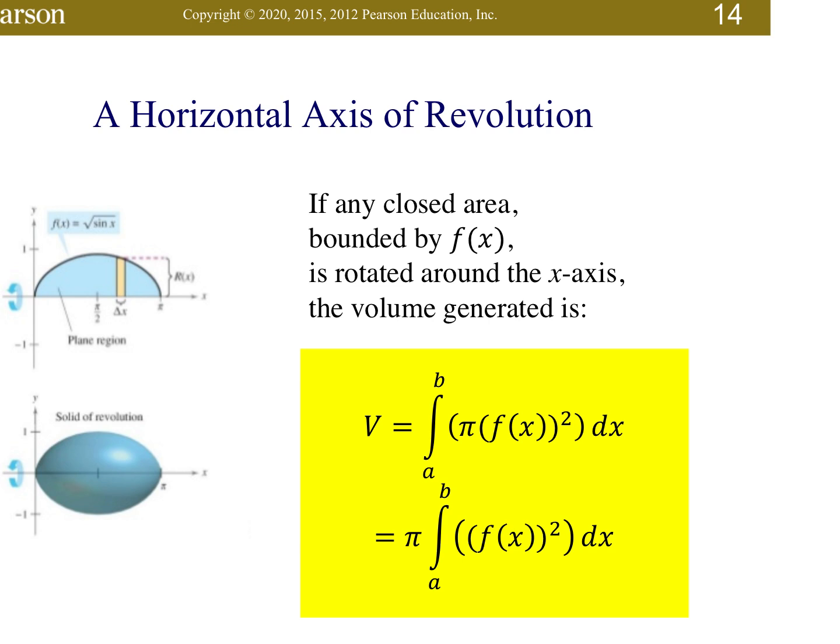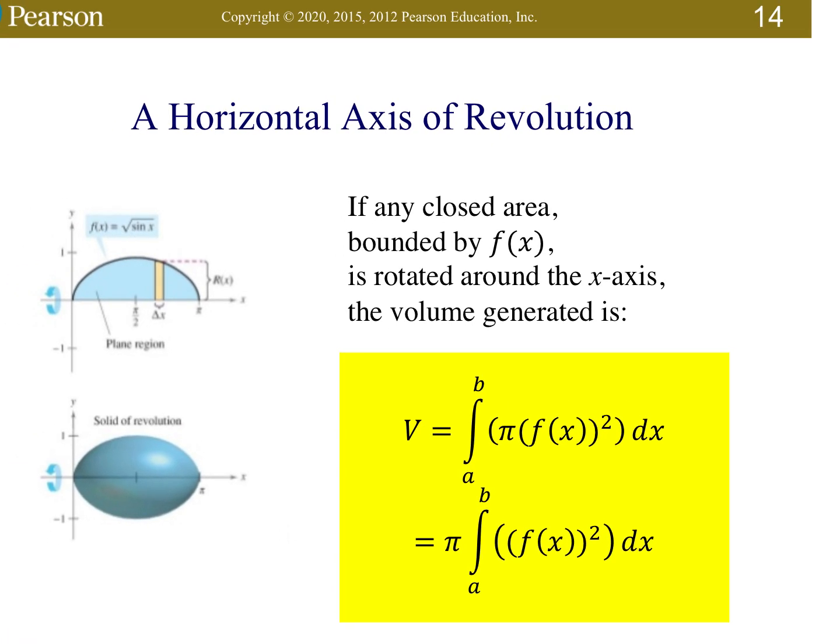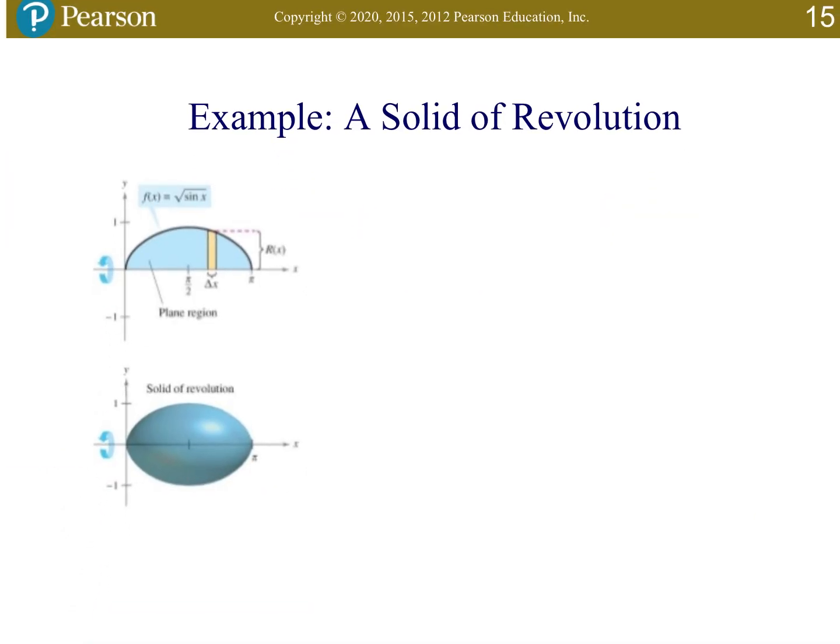Okay, if any closed area bounded by f of x, which is the curve on the outside, so you can draw a little arrow and call that the outside curve, is rotated around the x-axis, the volume generated is pi times f of x squared, where f of x is the radius. Now, technically, there's a minus 0 in there because we're using the x-axis. All right, so we're going to work this one out.